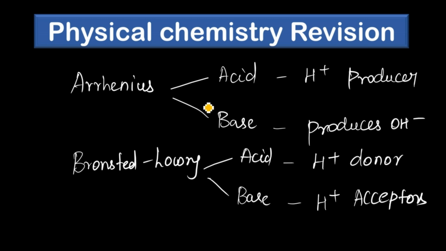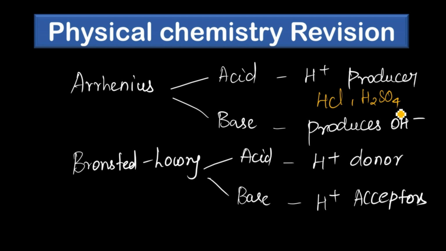The first one is Arrhenius concept, where he is saying acid is a substance which is a proton producer. For example, HCl, H2SO4, HNO3, HBr. So those are proton producers. And the base is the one which is an OH minus producer. We are saying NaOH, calcium hydroxide, ammonium hydroxide, potassium hydroxide. These are bases. That is for Arrhenius.